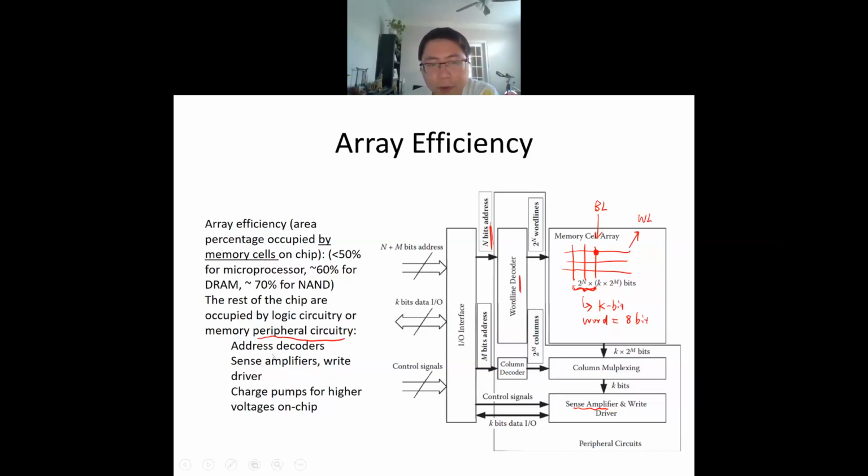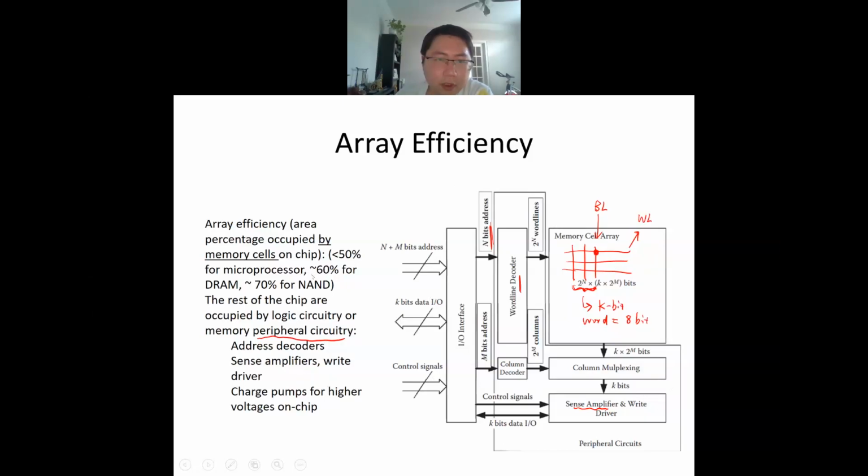You need to have an address decoder, sense amplifier, write driver, and sometimes you need a charge pump to generate high voltages on the chip. Because for the flash, as we see later, you need like 10 volts to program it, and nominally your logic supply VDD is like 1 volt. Then you need to convert the voltage from 1 volt to 10 volts, so you need some circuits to do that. Those consume the area for the peripheral circuitry. So the array efficiency is measured as the memory cell array over the total.